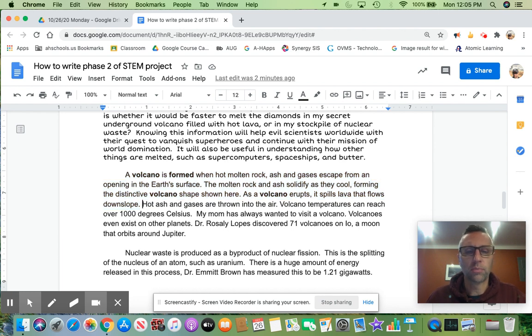The other problem with this paragraph is that not all of the work is credited. So let's look at this next sentence here. Hot ash and gases are thrown into the air. Volcano temperatures reach over 1,000 degrees Celsius. I didn't research that. I didn't go to Hawaii and put a thermometer into the volcano and go, oh yeah, that's 1,200 degrees Celsius. Whew, really cool. But someone did.